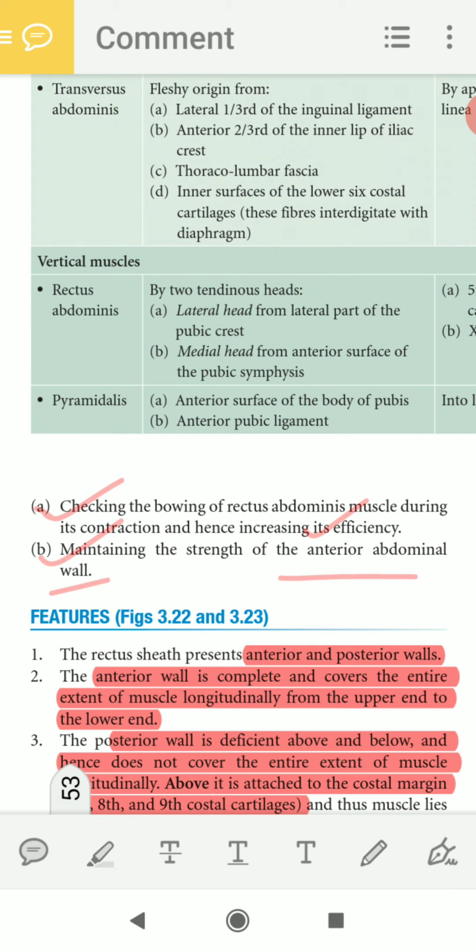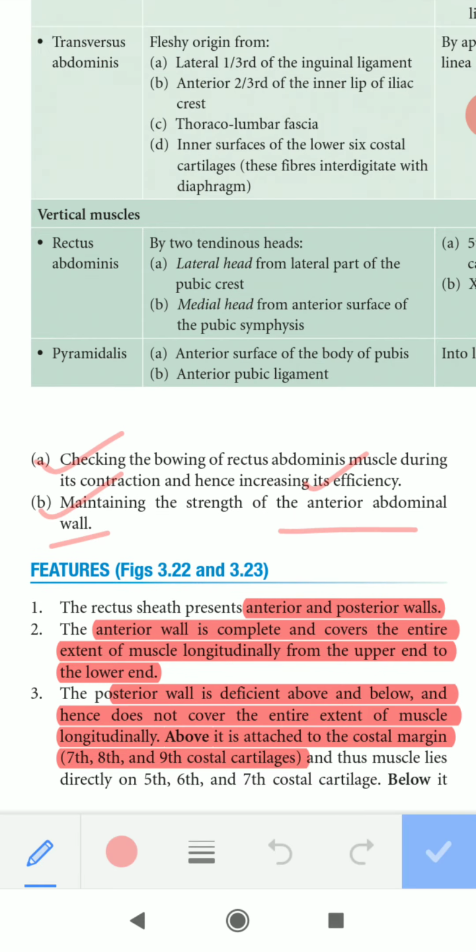Okay, and it is situated on the anterior abdominal wall on each side of the linea alba. What are the features? It has two layers, anterior wall and posterior wall. The anterior wall is complete and covers the entire extent of the muscle from the upper end to the lower end. So the anterior wall is complete and covers the whole muscle. But the posterior wall is deficient above and below. Why?